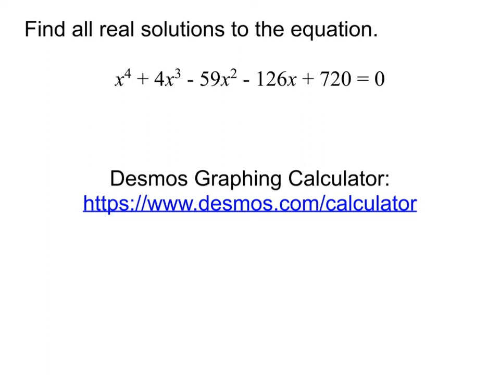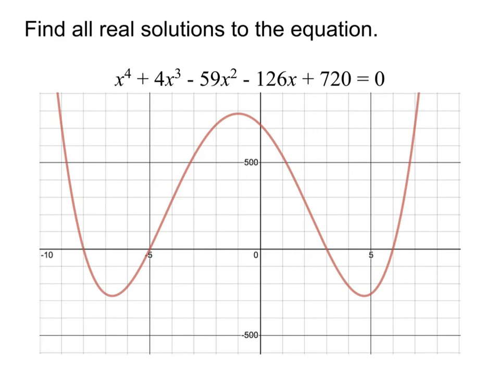So make note of that URL, maybe even open it up in a new tab here, because we're going to be using that in order to be able to answer this question. So what I would do is I would take my equation here, and I would actually graph it as y equals that polynomial, and I would plug that into the Desmos graphing calculator. When I do that, this is what I'm looking at. Now remember, I graphed y equals the polynomial over here. I didn't include the equals zero part.